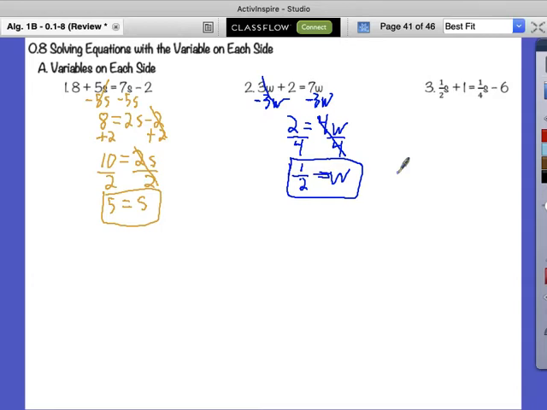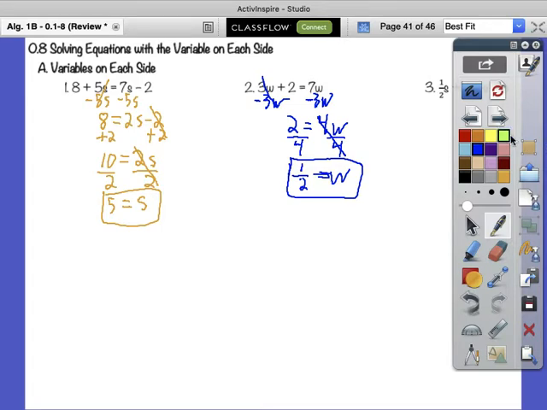Number 3, 1/2 S plus 1 equals 1/4 S minus 6. We have fractions. Are we gonna panic? No. We're not gonna panic. We're gonna solve this like normal, okay? So we want to get our variables together.